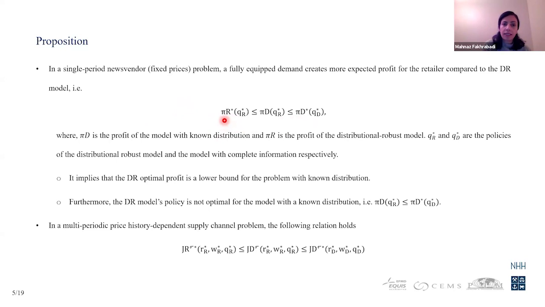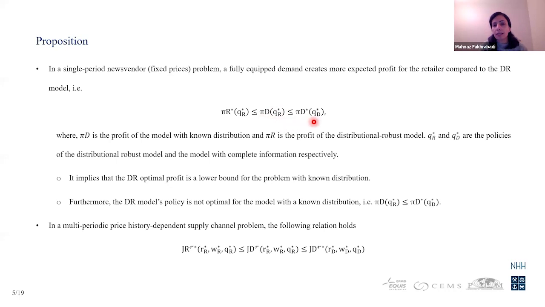The retailer profit in the distributionally robust model is a lower bound for the profit in the model with non-distribution. Another thing is that the decision Q_R, the decision that we got from the distributionally robust model, is not, or may not be, optimal for the model with the distribution.